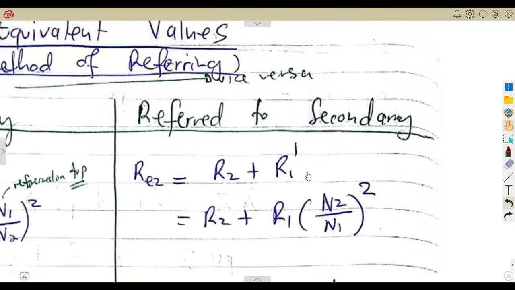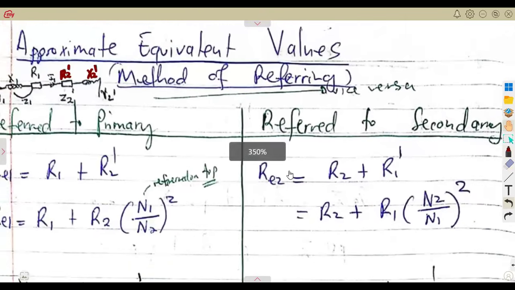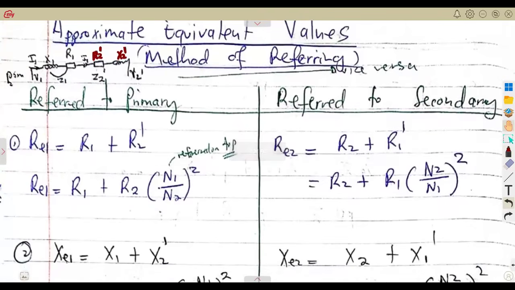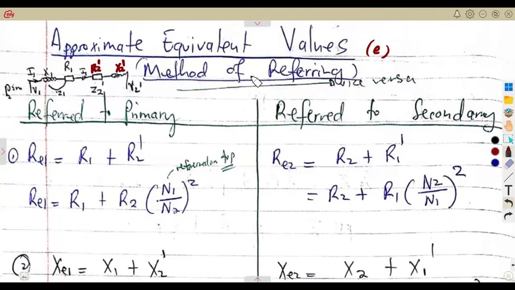So there's nothing, guys, that you are going to have. We need the equivalent values. Our equivalent values are going to be denoted by the letter E for equivalent values. So let's talk about the first part. We have got the equivalent resistance referred to the primary side, which is our RE1, referred to the primary side.